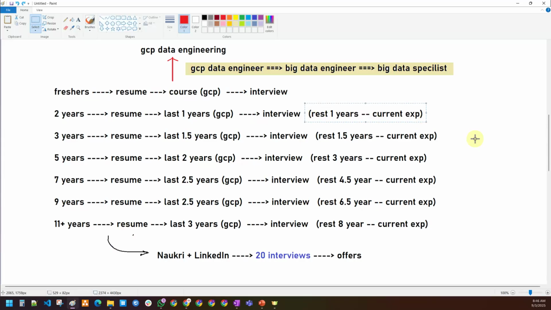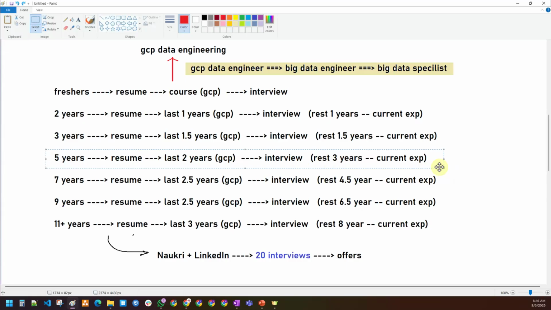Okay, if you have 2 years of experience, the first 1 year is your current experience, and for the last 1 year onwards, I've been working in GCP projects, you go for an interview like that. If you have 3 years of experience, the last 1.5 years as GCP, create your resume accordingly, go for an interview. 5 years, last 2 years on the GCP, create your resume. The rest of the 3 years, whatever current experience you have, you can put it.